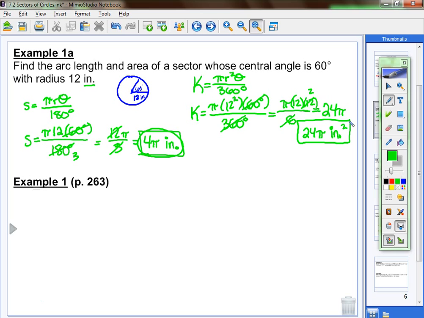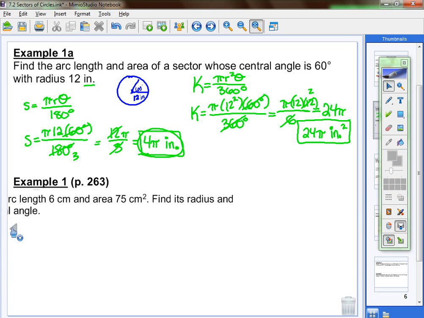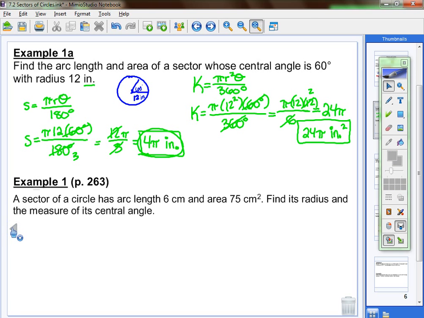Alright, the next example is from your book, and since many of you might not have your books with you, I have written it here. It's page 263, example 1. A sector of a circle has arc length 6 centimeters and area of 75 centimeters squared. Find its radius and the measure of its central angle.